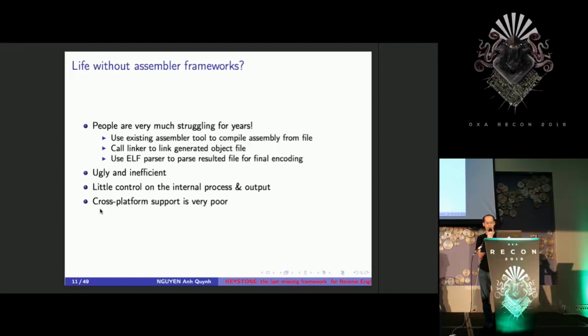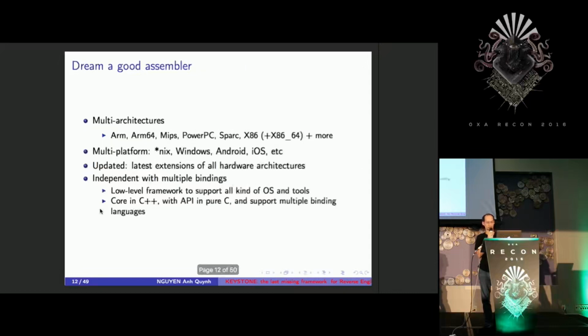And cross-platform support is very poor for all those external tools like NASM or GNU gas. GNU gas doesn't work very well on Windows. It's very hard to compile and to build that on Windows. So I want a good assembler that supports multiple architectures, multiple platforms, is always updated, and is independent. So you can build your tools independently using this framework.